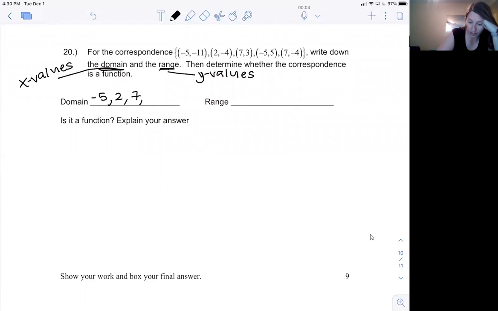Okay, and then for our range, it's the same thing. 11, negative 4, 3, 5, and this negative 4 I'm not going to write down because I already have a negative 4. Okay? Pretty simple. Just writing y values, x values down. Okay, they want to know if it's a function. So if something's a function, no x values are repeated.